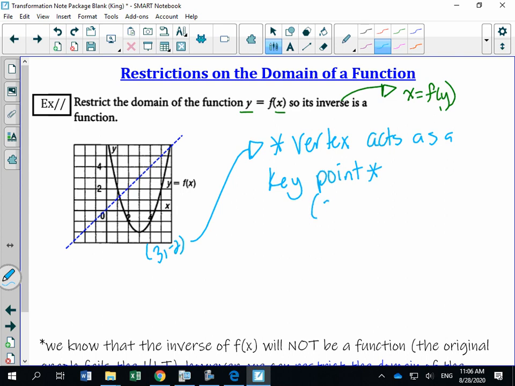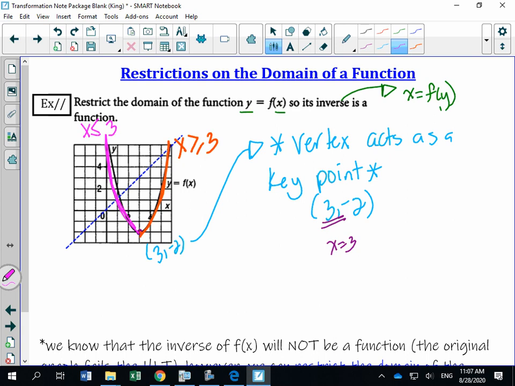Okay, so the vertex was 3, -2. What you want to look at on the vertex is your x values. And basically that is x is equal to 3, right? So this vertex is x is equal to 3. What I could do is I could say that this piece of my graph is x is greater than or equal to 3. And this piece of my graph is x is less than or equal to 3.